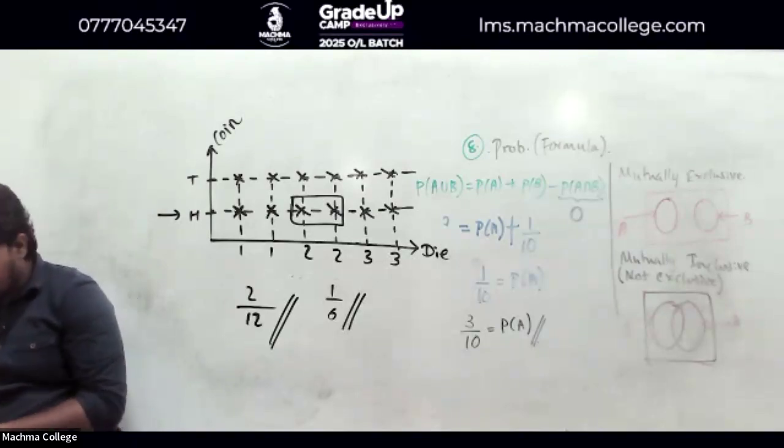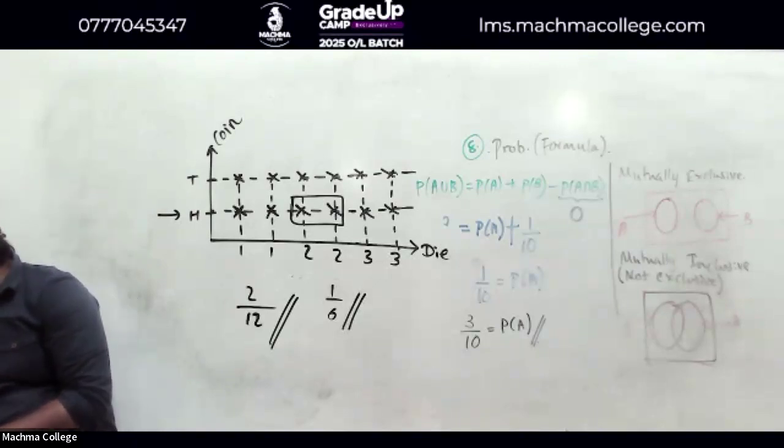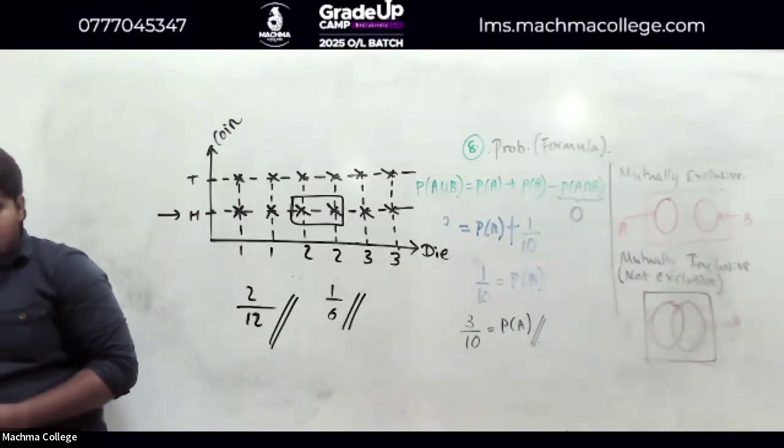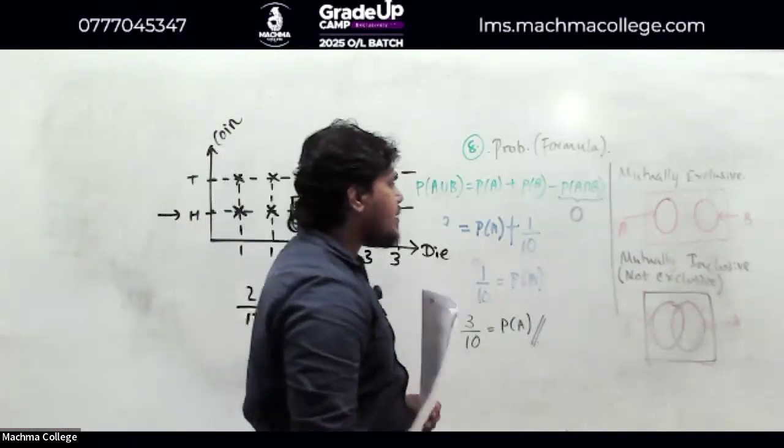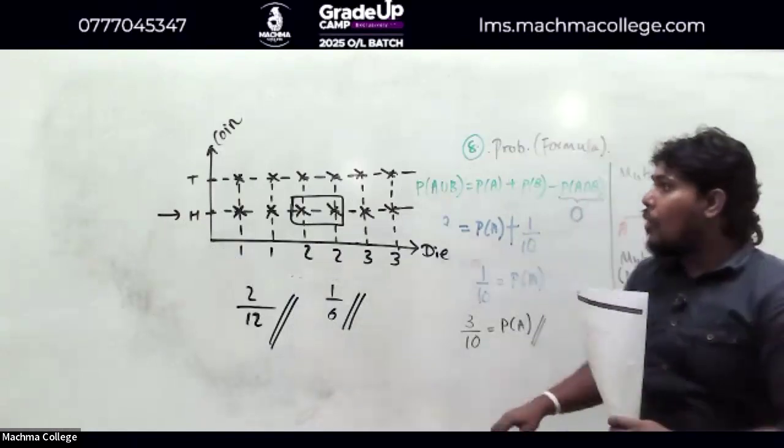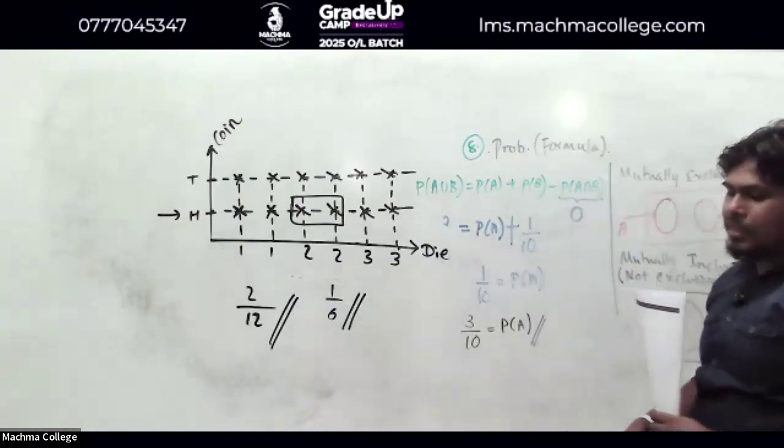Right. Question number 10. Marks obtained by a group of students at a monthly test in mathematics are shown below. Now this is from statistics. Now until this point, what was the lesson?